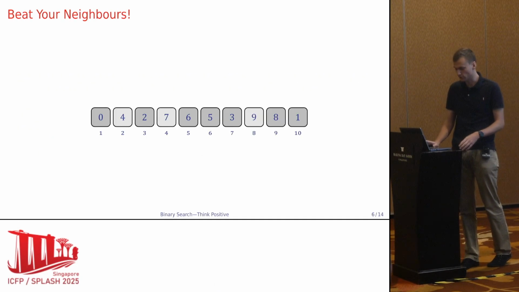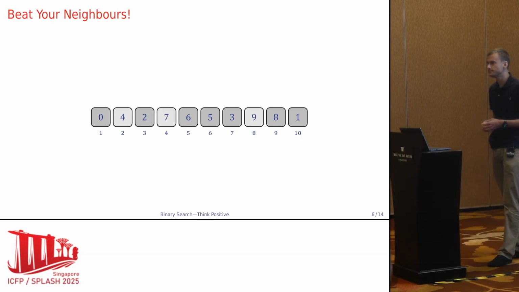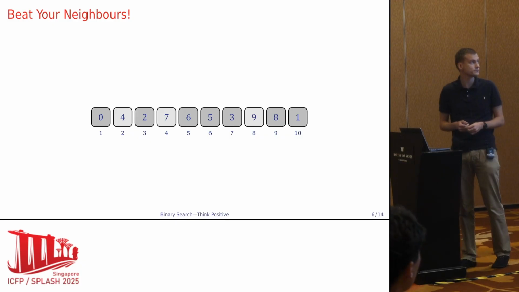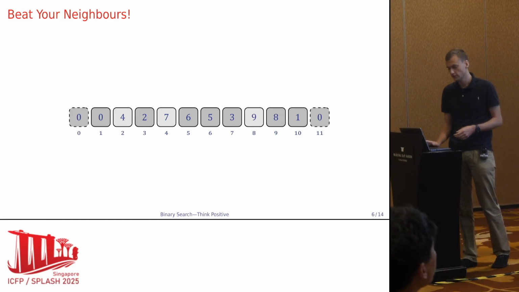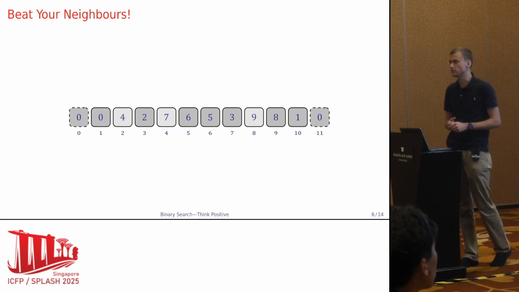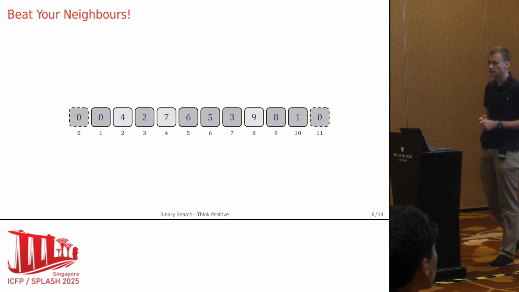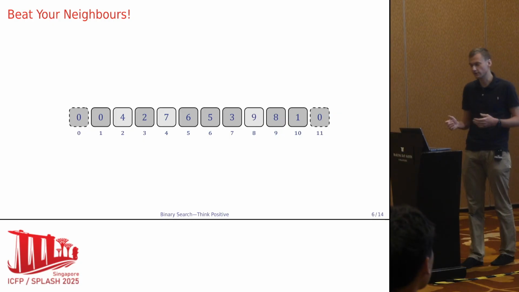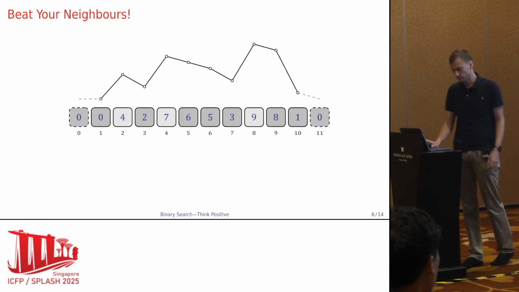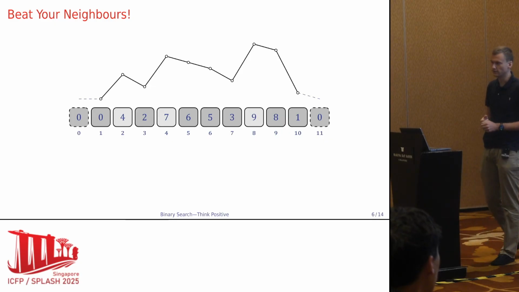So let's try to solve this on an example. Assume that these are our boxes. And of course, we have to say what happens at the very left and very right. So we assume that we have virtual boxes containing 0 at the very left and very right. And of course, we say that greater means greater or equal. So now let's draw the values, and we are interested in a local maximum.